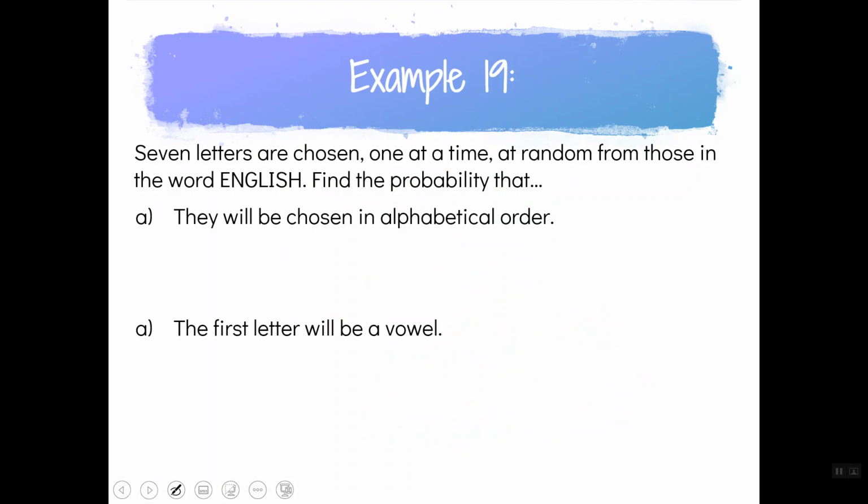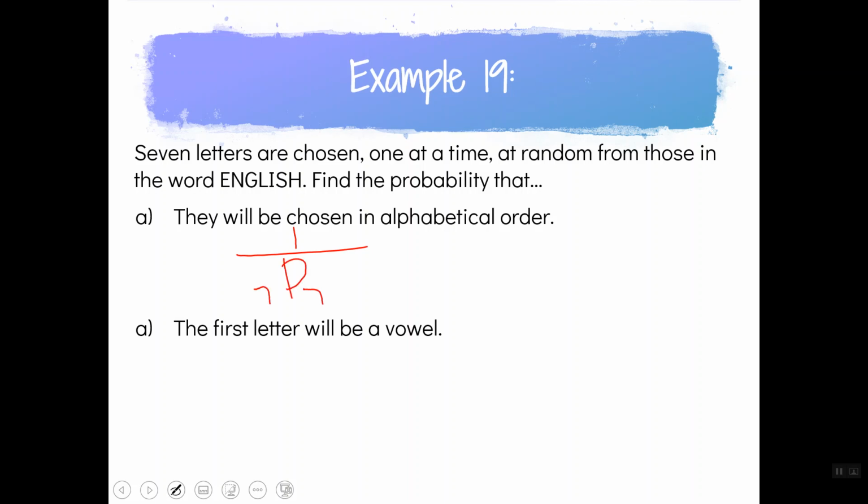So in 19, we're taking the permutations and combinations from this section and combining them with the probability from the last section. So 7 letters are chosen, one at a time, at random from those in the word English. What's the probability that they're going to be chosen in alphabetical order? Well, there's only one way they can be in alphabetical order.